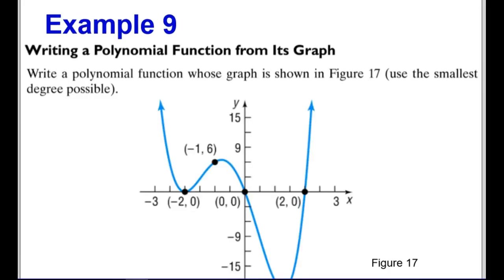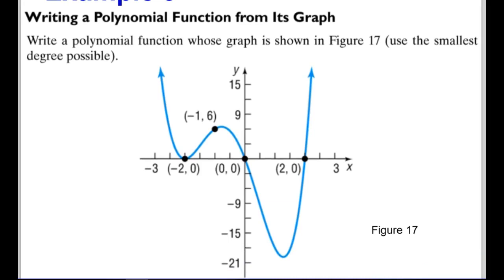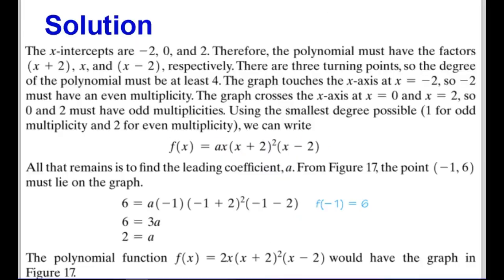So now we're going to be writing a polynomial function from the graph and the information I'm given. I want to use the smallest degree possible. The first thing I look at is all of my intercepts, which I have at (-2, 0), (0, 0), and (2, 0), and then I'm given this extra point as well. First I start with my x-intercepts, so I know that my factors are going to be x plus 2, x, and x minus 2.